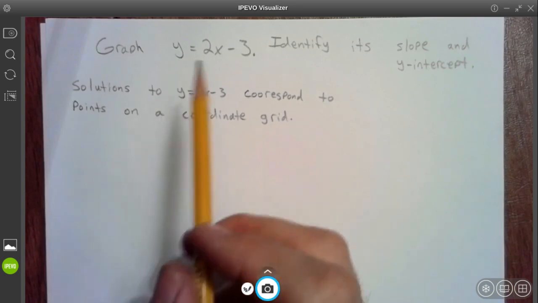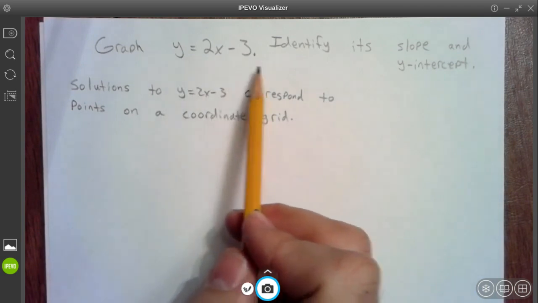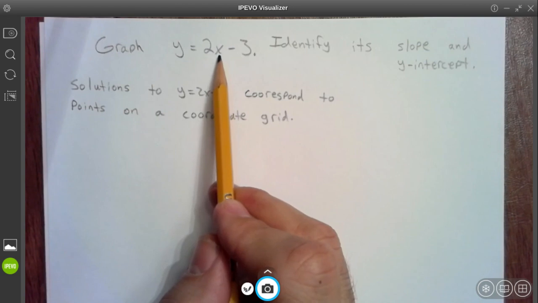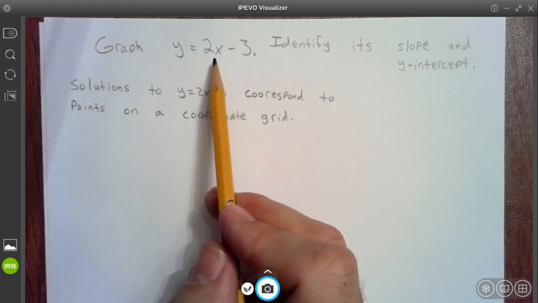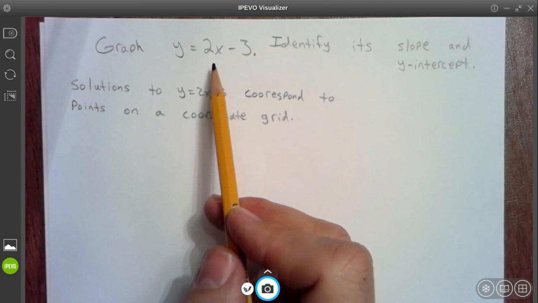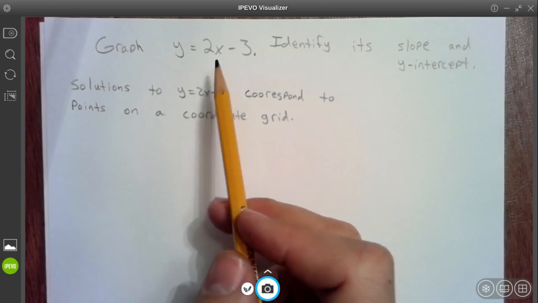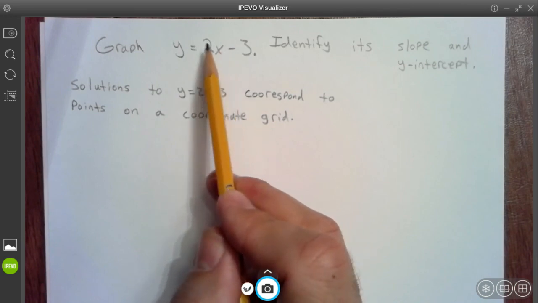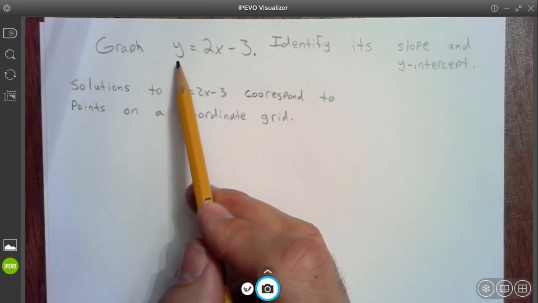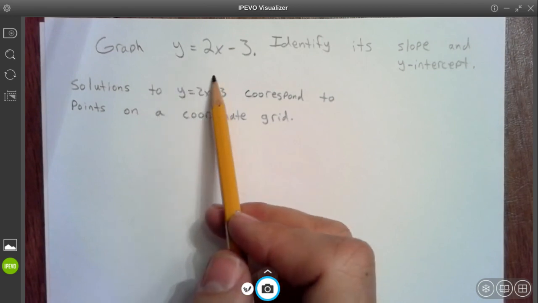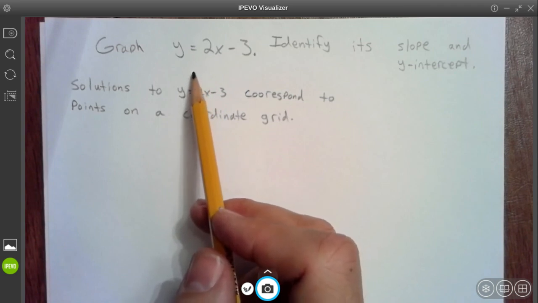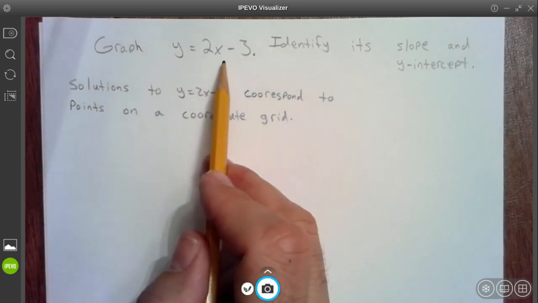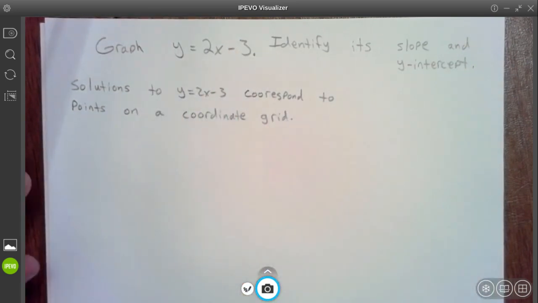All right, this is what is known as a linear function, y equals 2x minus 3. It's linear because you've got x to the first power. If it was x to the second power, we would classify it as quadratic. It's a function because as you pick different values for x, you get different values back for y. We would say that y is a function of x, or that y depends on x. x is your independent variable, y is your dependent variable.